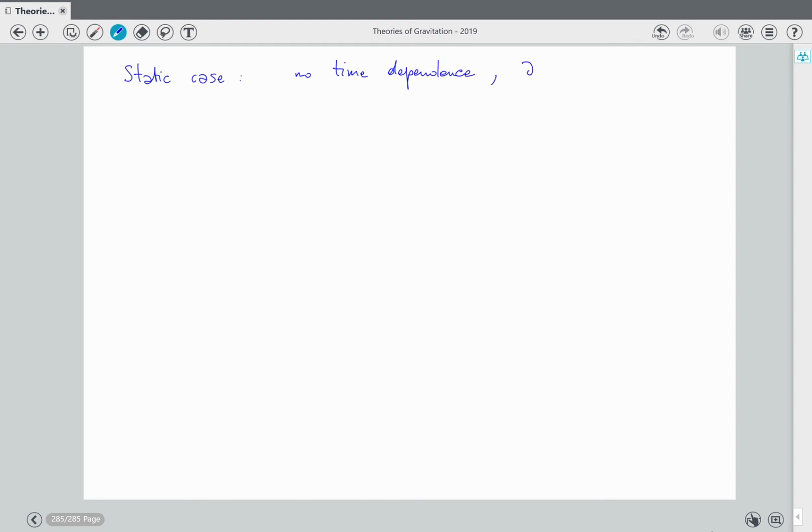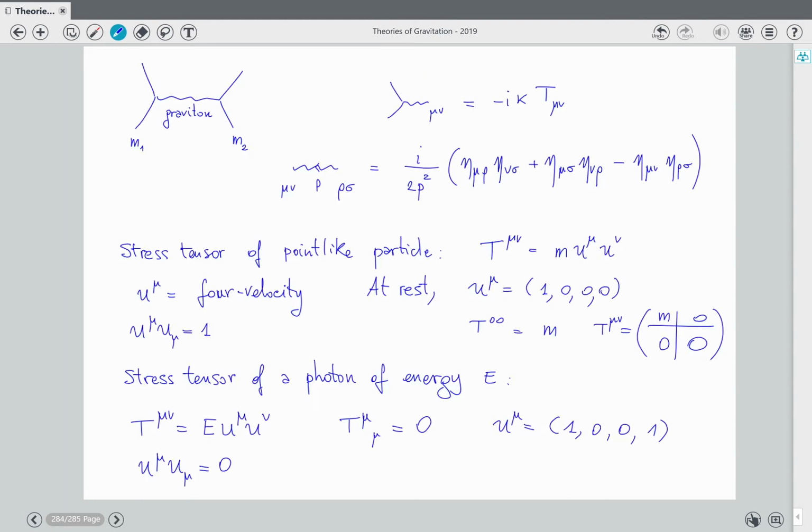That means that the derivative with respect to time is 0. That means that the energy of the exchanged gravitons is 0. Gravitons, photons in the electrostatic case. So if you want to compute the potential, here p squared will have p0 equal to 0. Otherwise, you have the effect of a retarded potential or an advanced potential, depending on your case. But here it is static.